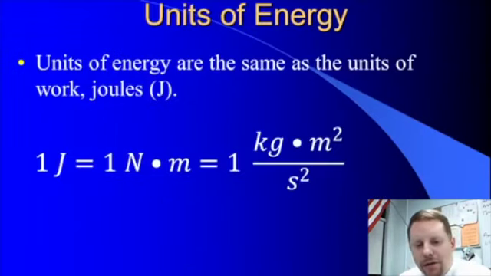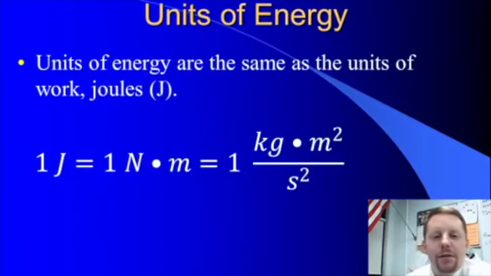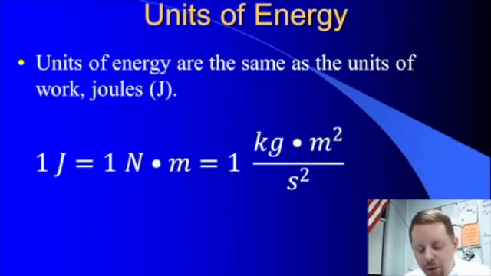Now, units of energy are the same as the units of work. Since if you do work on something, you give it energy, they have to have the same units. These are known as joules, which we abbreviate with the capital J, not to be confused with impulse, which we also oftentimes write with the capital J. The unit, capital J, stands for joules.